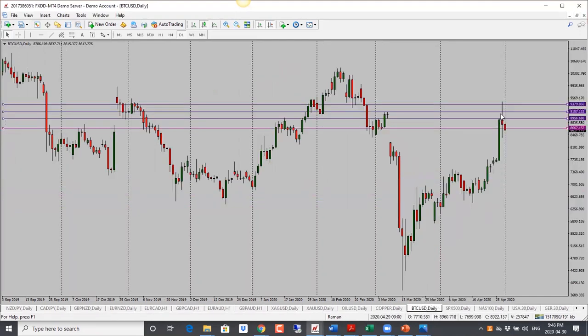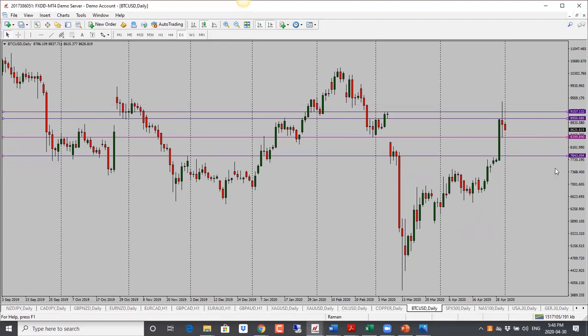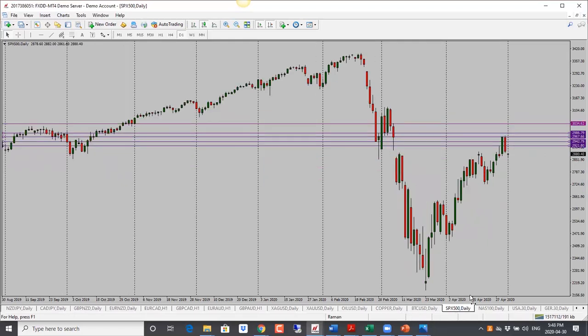Bitcoin, we saw a big move yesterday, and today it went right into our second target here, but then it has reversed or it dropped off of that. Now looking for a move to the downside, 8,400 is the first target, and should it get through that, then we're looking at 8,250. So bearish bias here for Bitcoin.